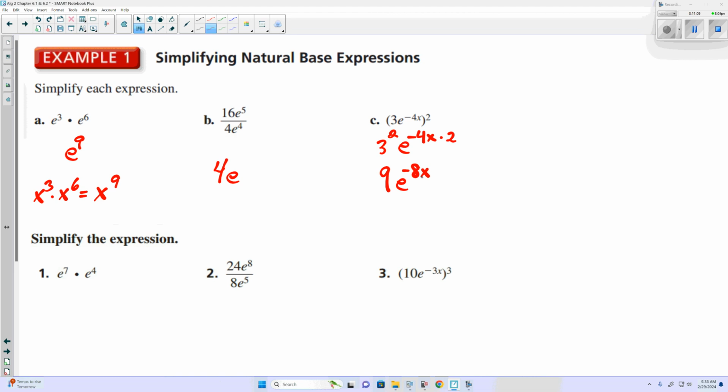Negative 8x. Now we can't leave it here mainly just because that exponent's negative. We don't like negative exponents. To make that exponent positive, we move it from the numerator to the denominator. So the reason we take the e with it is that negative 8x is attached to e. And anytime an exponent's negative, we can move it from the top of the fraction to the bottom or bottom to the top. And it changes its exponent sign from positive to negative or negative to positive. So it just flips the sign.